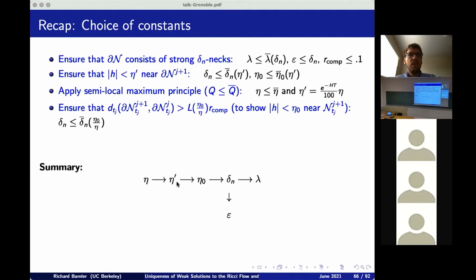So eta will influence eta prime, which will influence eta naught via this quotient, which will influence delta n, and then delta n will influence epsilon and lambda. So we can first choose eta, then eta prime, then eta naught, then delta n, and then epsilon and lambda. In the real proof, I think there are like 15 such constants, and there are much bigger diagrams that show the dependence of the constants. But it's somehow possible to choose these constants in a way.